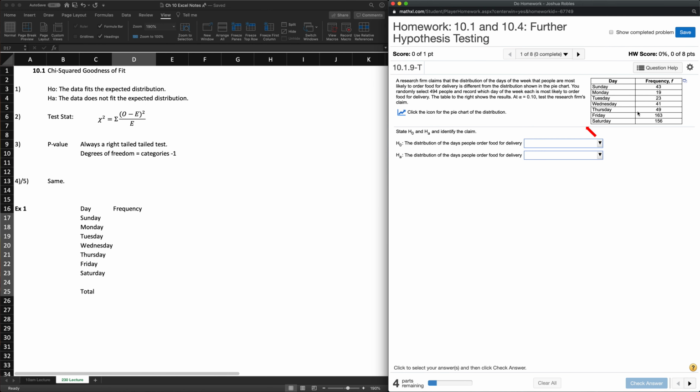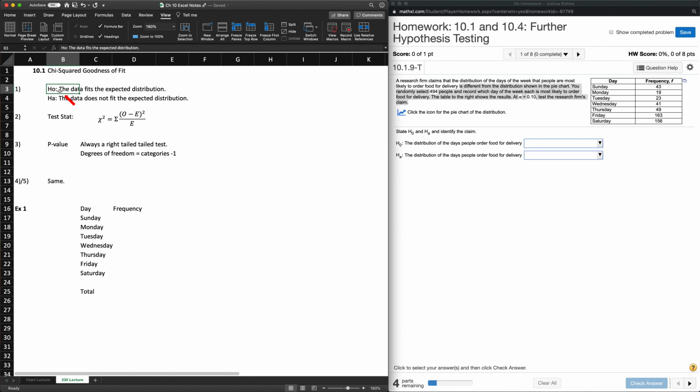In the background, it's also the same thing as comparing the percentages of each day. And so often we'll be given percentages here. So the null hypothesis is automatically that the data fits the expected distribution, and the alternative hypothesis is that the data does not fit the expected distribution. We might have to reword those for the problem. There is a way to write this with math symbols, if you are curious.